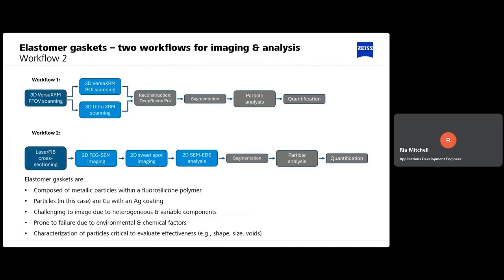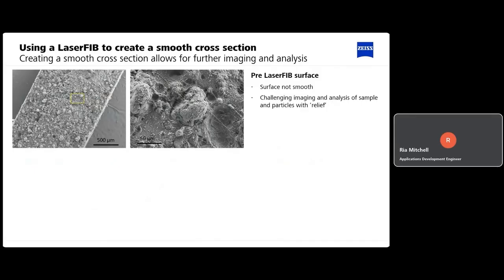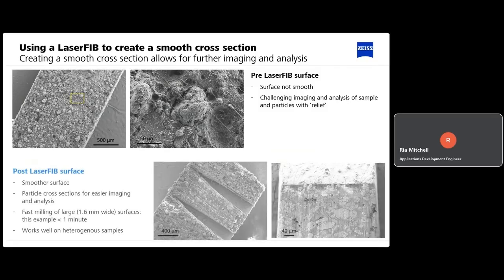The second workflow then starts with using a laser FIB to create a flat surface. So we have issues with imaging and analyzing the surface as it comes off the production line because it's not smooth and it's challenging because it has a relief. We can use something called a laser FIB, which is a laser attached to a FIB to create these really large cross sections in very little time at all. So the width of this particular example is 1.6 millimeters, and we're able to blast through that in around about a minute. So that allows for this very, very quick cross-sectioning, which otherwise would be very difficult to do.